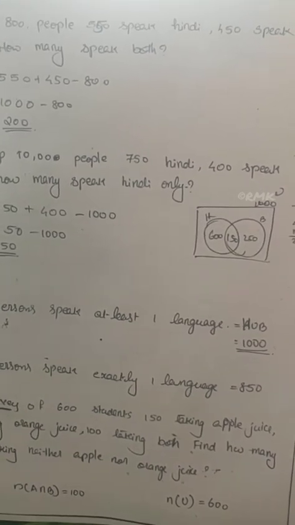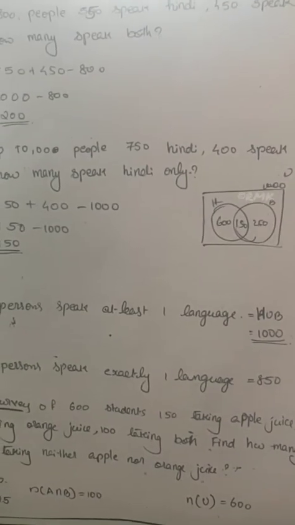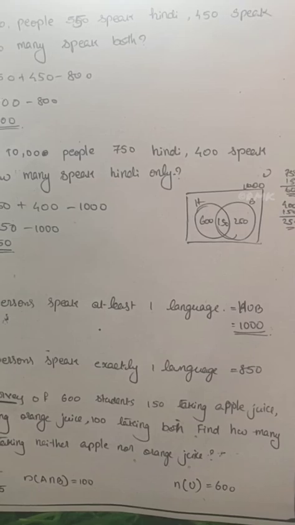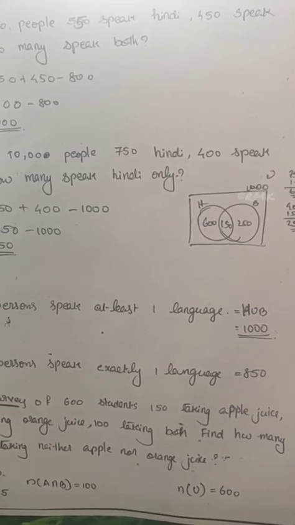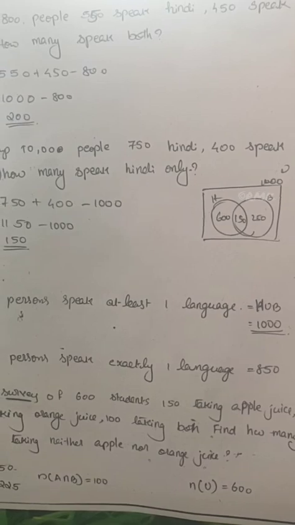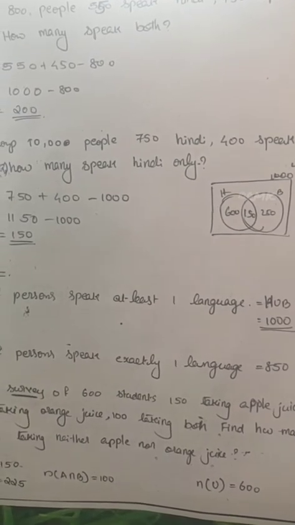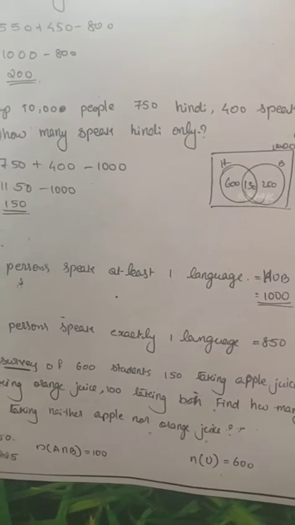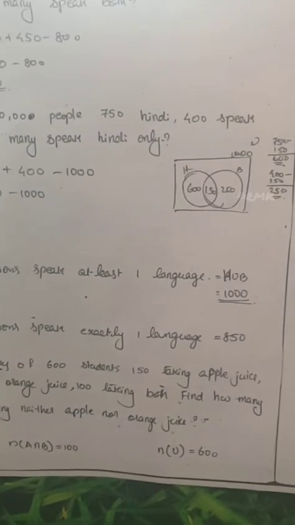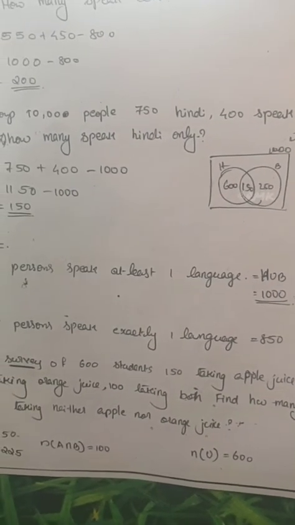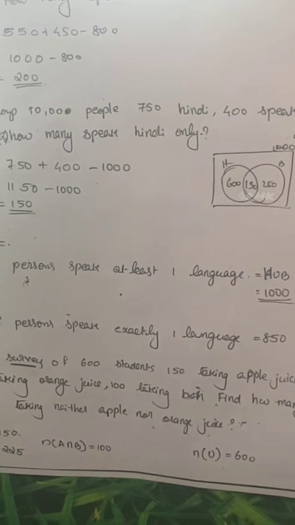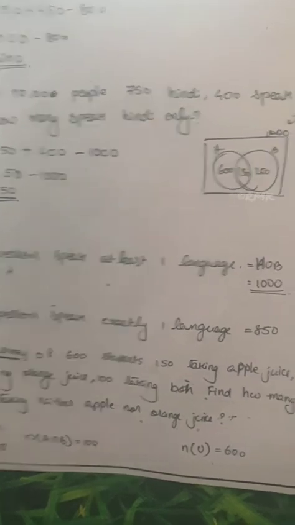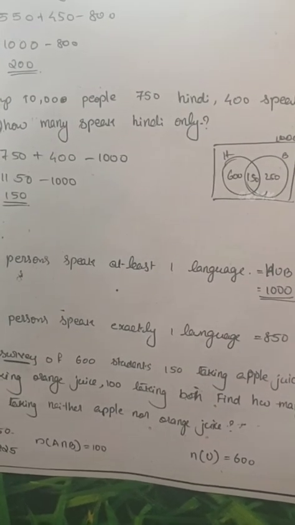By Venn diagram, it is easy. n of U total contains 1000 people. Hindi intersection Bengali is 150, the center region. H minus B, only Hindi, is 750 minus 150, that is 600. Bengali only is 400 minus 150, that is 250. That is 600 plus 150 plus 250, that is 1000 itself. We have to find out how many speak Hindi only. So Hindi only is 600.